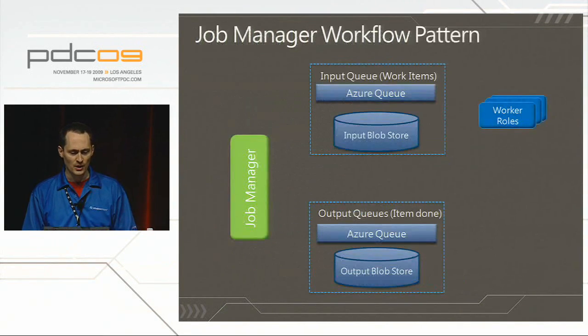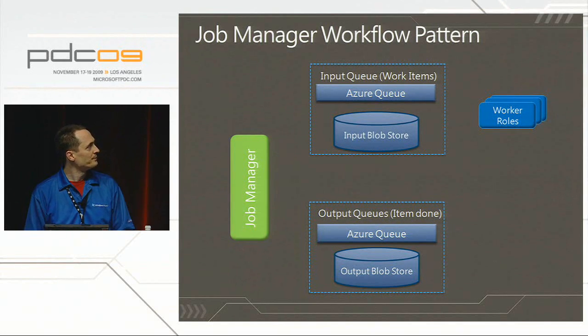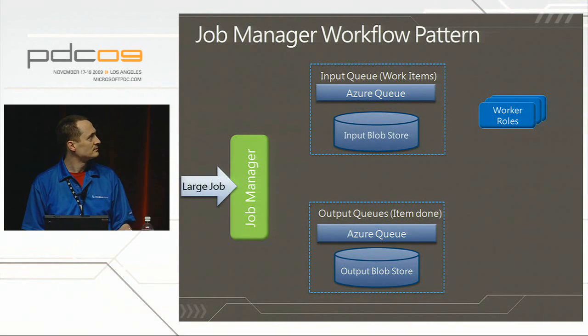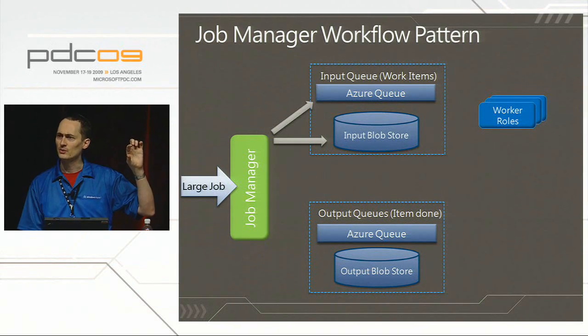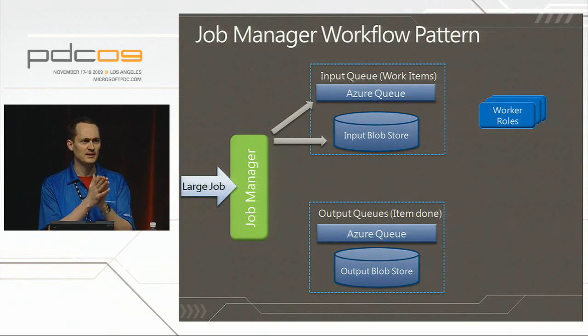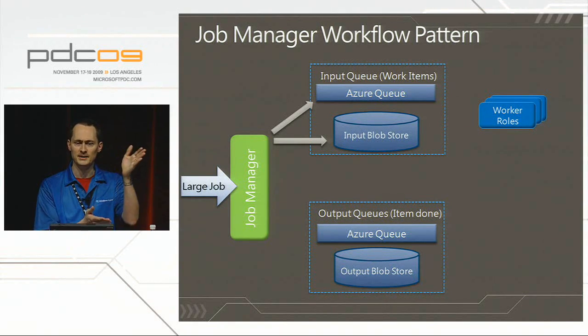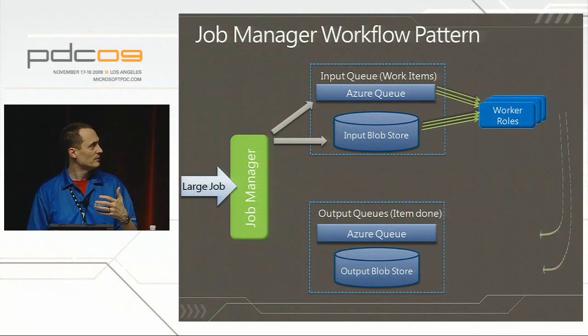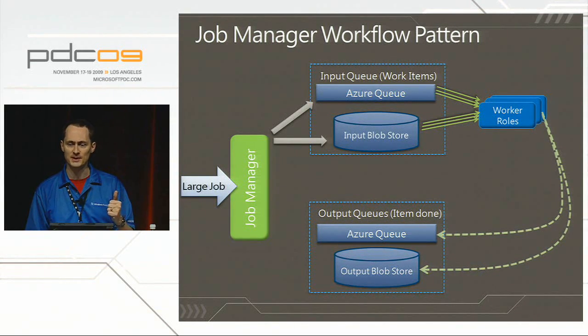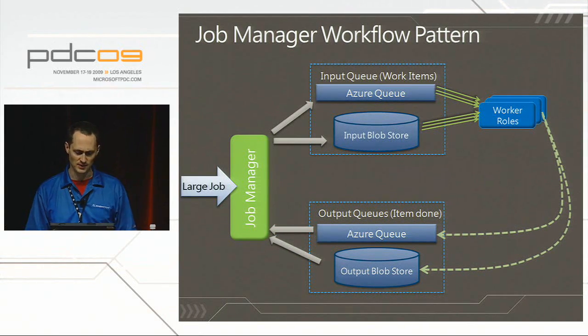Now, I'm just showing this with a picture. Here we have a job manager that takes a job. It could split that up into work items and feed them into the queue. Now, one thing I didn't talk about earlier is that the size of the message you can put into the queue can be up to 8 KB. So if you need to put something into the queue larger than that, you typically would put it into a blob and then put the pointer to the blob into the message. Then the workers will take those items off the queue, put the results into an output queue, for example, and then the job manager could consume those results and send them back to the company.